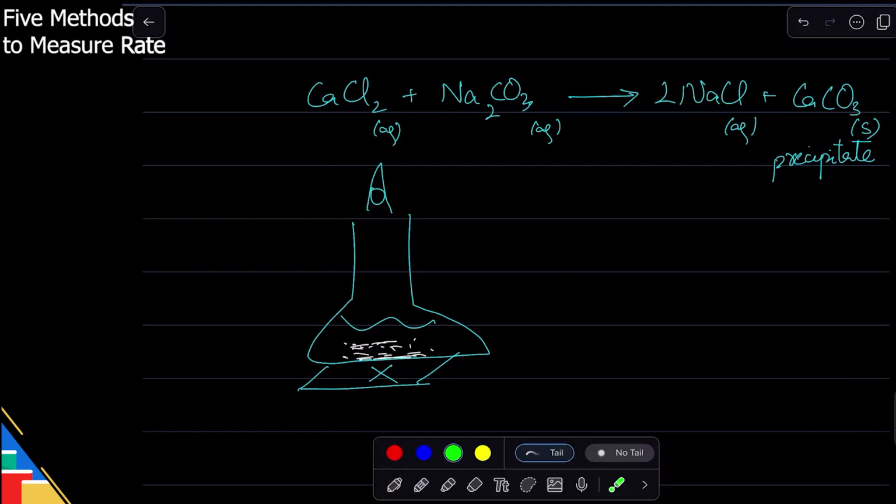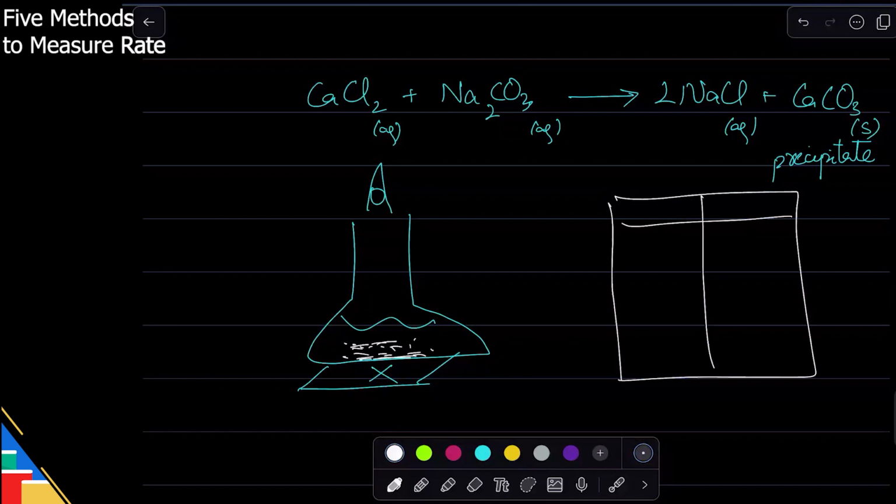So in this one as well, you can draw a table. And in this table, you'll be like, okay, the time taken for the cross to disappear. Why? Because either you measure the time taken for white to appear to a certain level, but that's colorimeter.